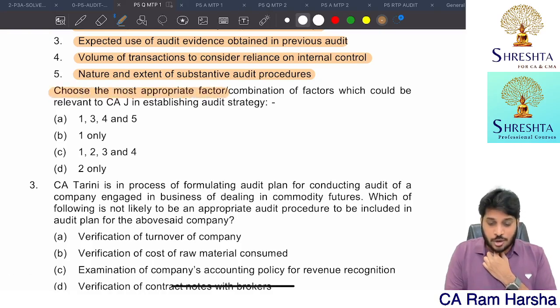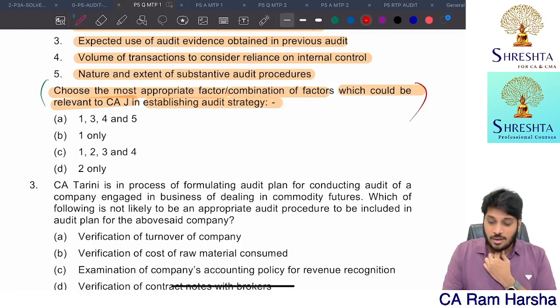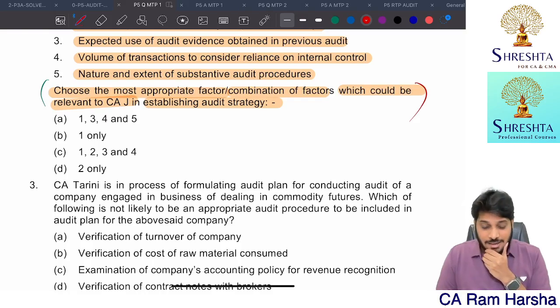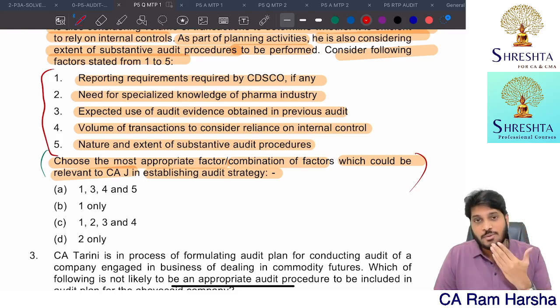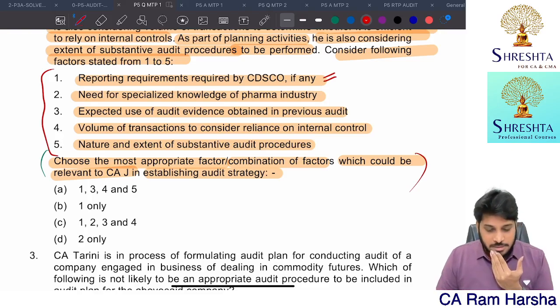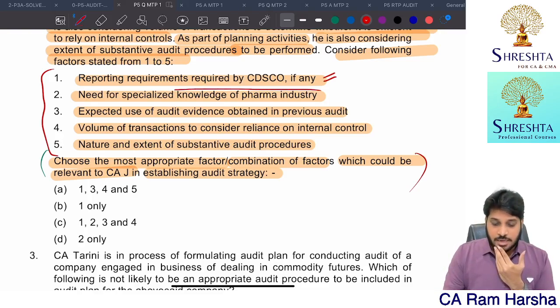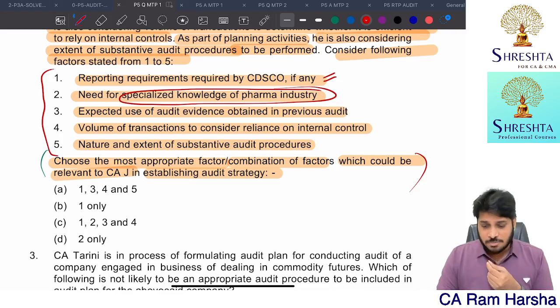Choose the most appropriate factor or combination of factors which could be relevant to CAJ in establishing the audit strategy. Now the question is: while establishing an audit strategy, which of the above 5 points are relevant in establishing the overall audit strategy? Reporting requirements, that is important. Whether there is any need for a specialized industry person, that is important.